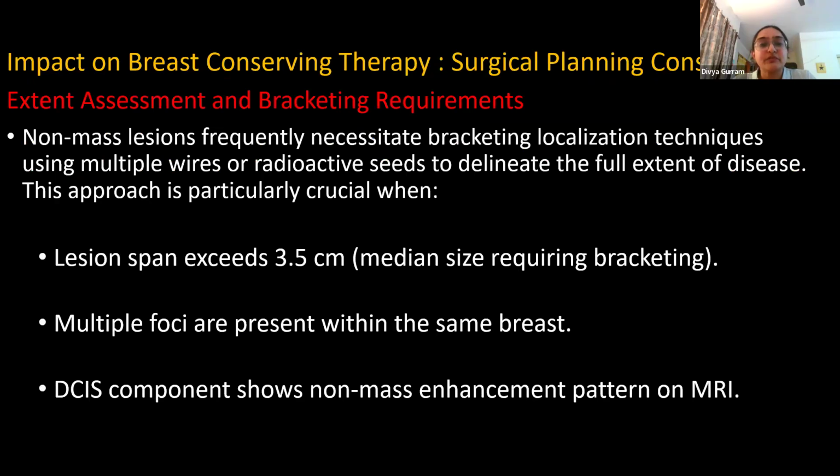And also, recognition of non-mass lesions on breast ultrasound fundamentally alters the treatment planning by influencing the surgical approach, what the extent of dissection could be, the localization strategy, and ultimately the feasibility of breast conservation therapy. So NMLs frequently necessitate bracketing localization techniques using multiple wires or radioactive seeds, so that we can delineate the full extent of the disease. And it's especially crucial when we're looking at a lesion whose span exceeds 3.5 centimeters, which is the median size that requires bracketing. And also when we have multiple foci present within the same breast, and also when the DCIS component shows a non-mass enhancement pattern on MR as well.